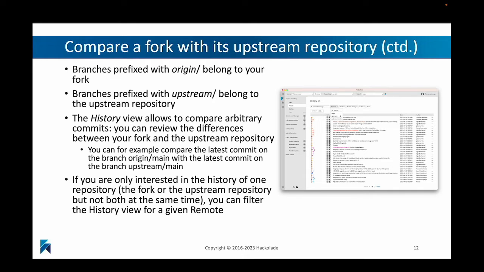In the history view, you can actually compare arbitrary commits, right? You can review the differences between your fork and the upstream repository. Note that it's also really useful to use the filtering view on the history view so that you see what has happened in a particular repository specifically.